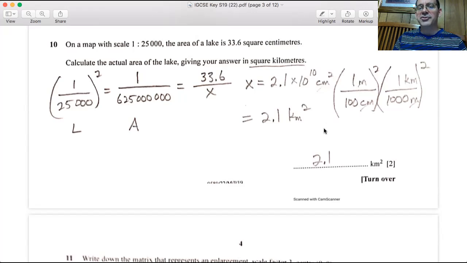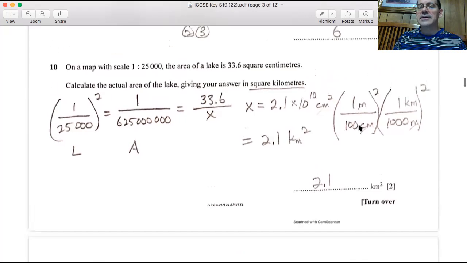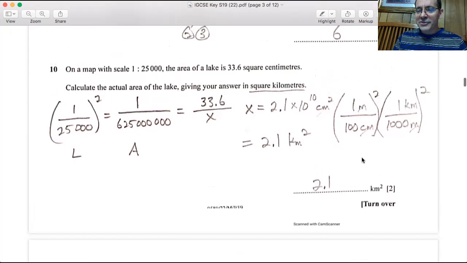We need to change it to square kilometers. So here's our first conversion factor here. We want to get rid of centimeters, so we put 100 centimeters on the bottom, 1 meter on top. We're going to square it because, again, we need to be in area. And then we have 1 meter, and we want to go to kilometers. So 1,000 meters on the bottom to make the meters cancel, 1 kilometer on top. Again, we need to square it so that it's area.